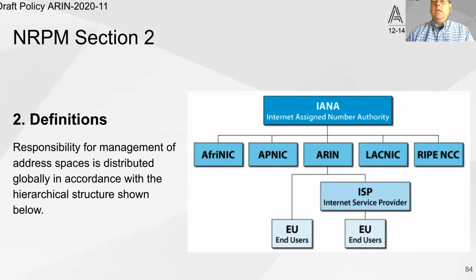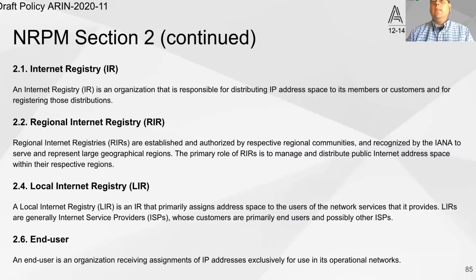This is the definition and the graphic as it exists today in the NRPM. It's just a very simple one sentence which says responsibility for management of address space is distributed globally in accordance with the hierarchical structure shown below. And then that's the graphic that exists today in the NRPM. Next slide, please. These are the definitions that currently exist that are related to the graphic that is in the NRPM today, for reference. Next slide, please.